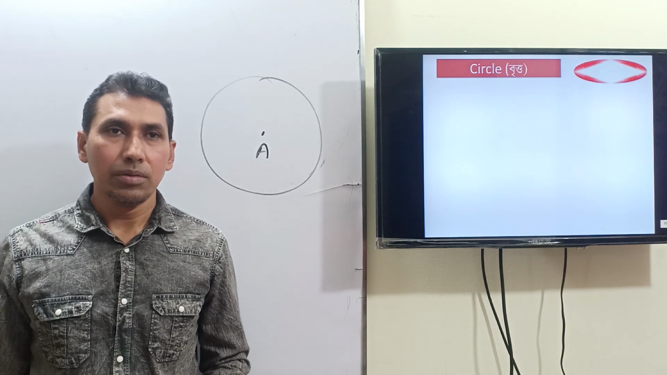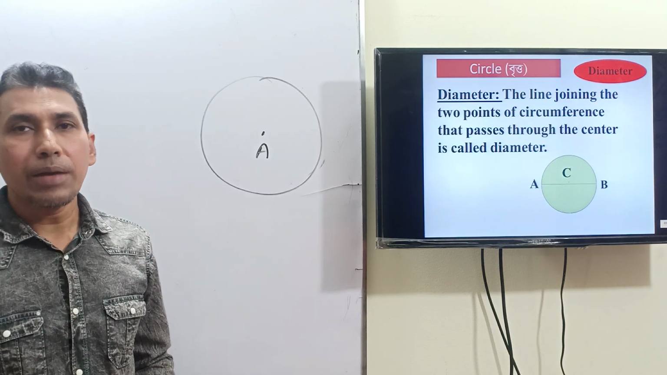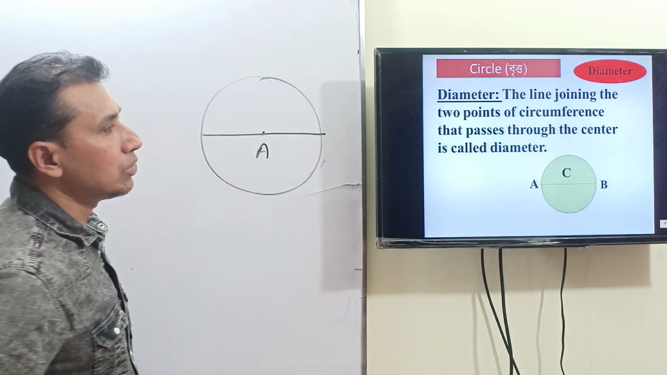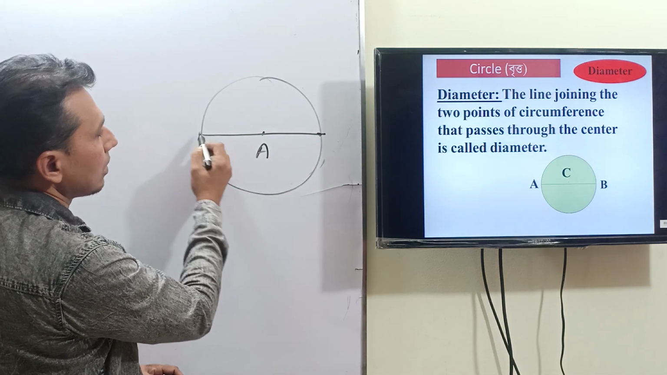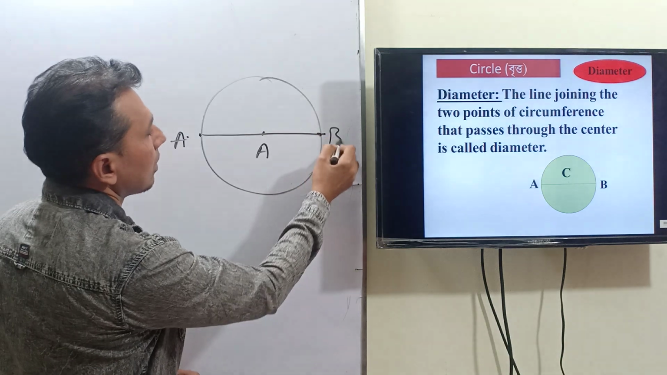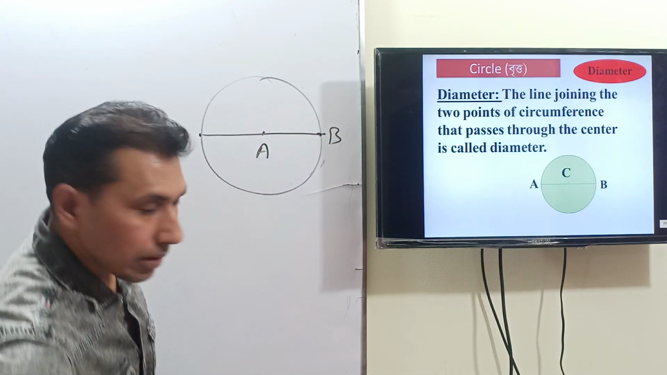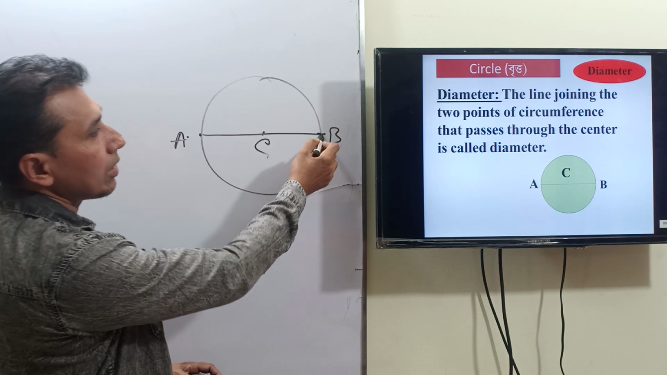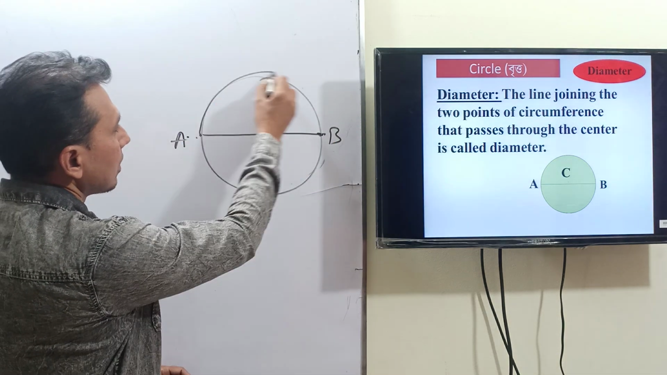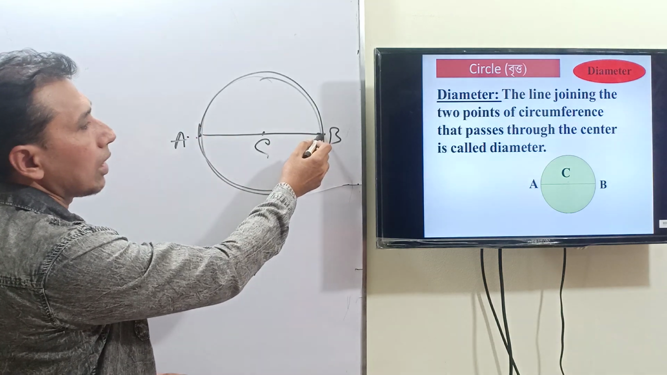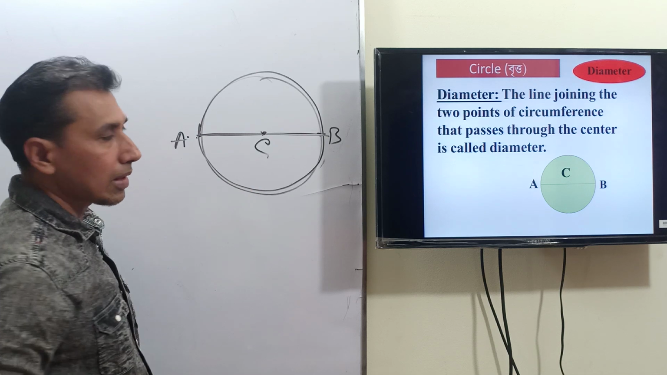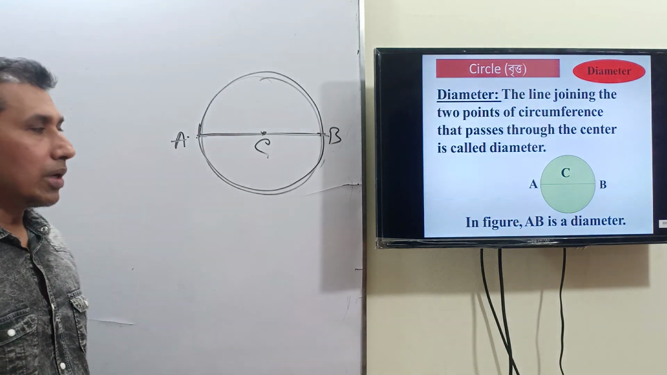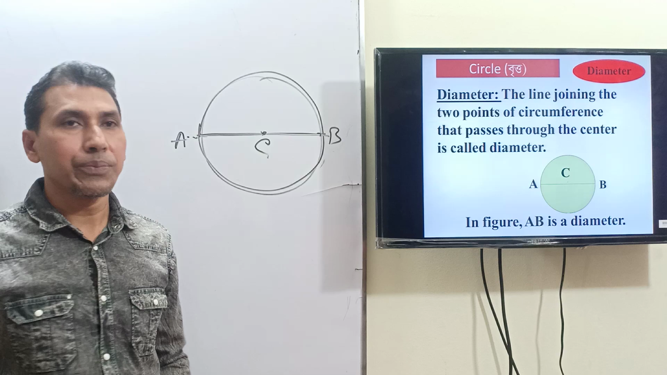Now, diameter. The diameter is the line joining 2 points of the circumference, like these 2 points A and B, where the center is C. The line joining any 2 points of the circumference that passes through the center is called the diameter. So in the figure, AB is a diameter.